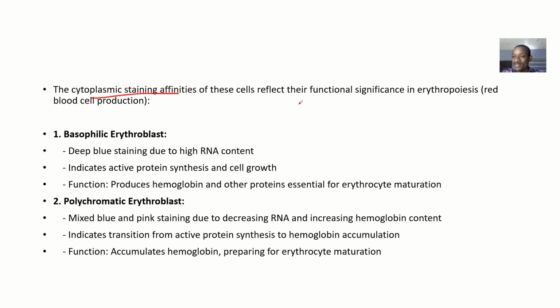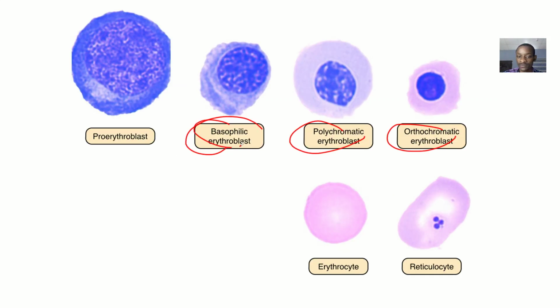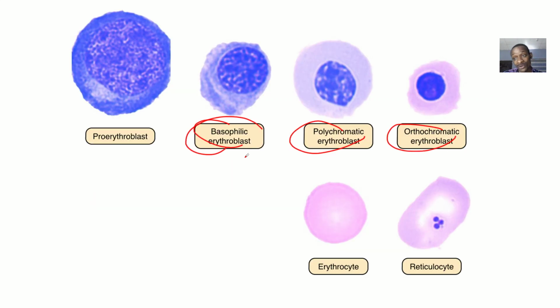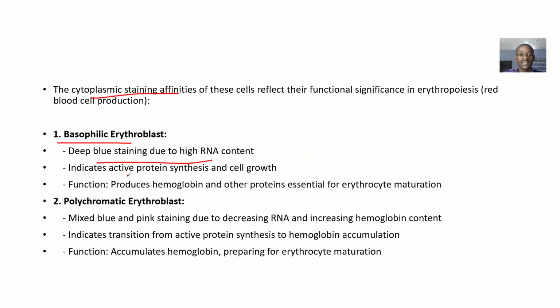So how they stain reflects how they function. Now, if you stain a basophilic erythroblast, you'll have a deep blue staining, and this is due to high RNA content. This indicates active protein synthesis, with proteins being synthesized by RNA. So a deep blue staining means high RNA content, which indicates active protein activity in this type of cell. The function is that they produce hemoglobin and other proteins which are essential for red blood cell maturation.